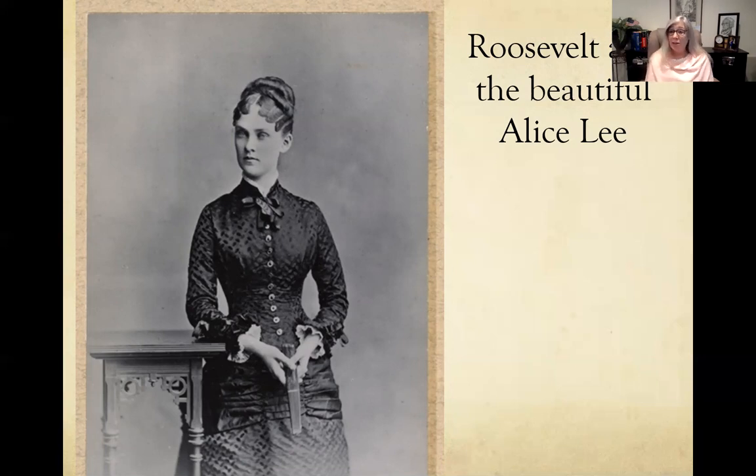And by this point, Alice is pregnant with their first child, and everybody's so excited that the baby's going to be born. And so Roosevelt goes off to Albany to the legislature, and he's like, as soon as the baby's on the way, send me a message and I'll come right home. So the baby is born, but there are complications.